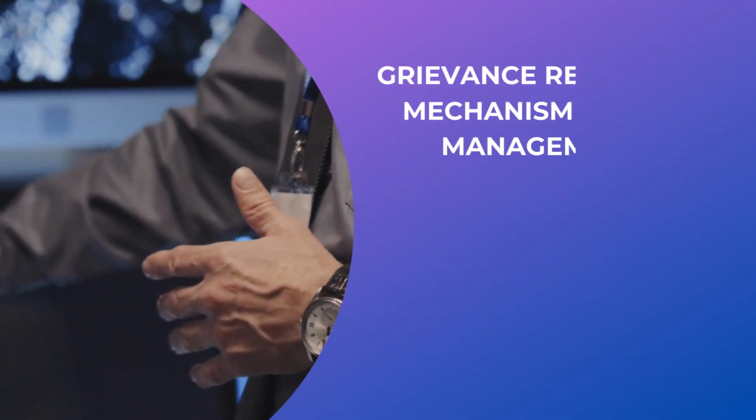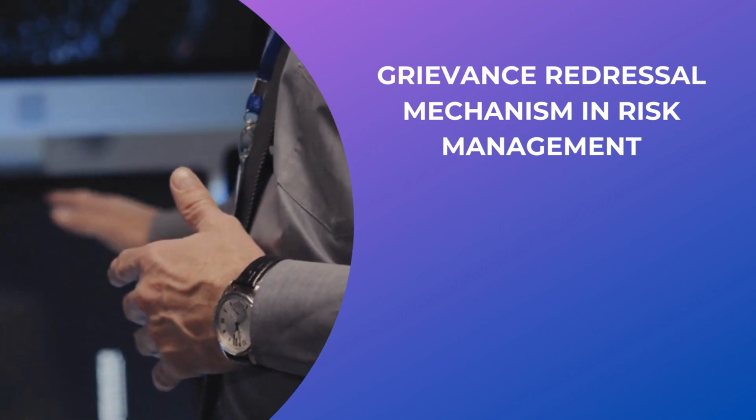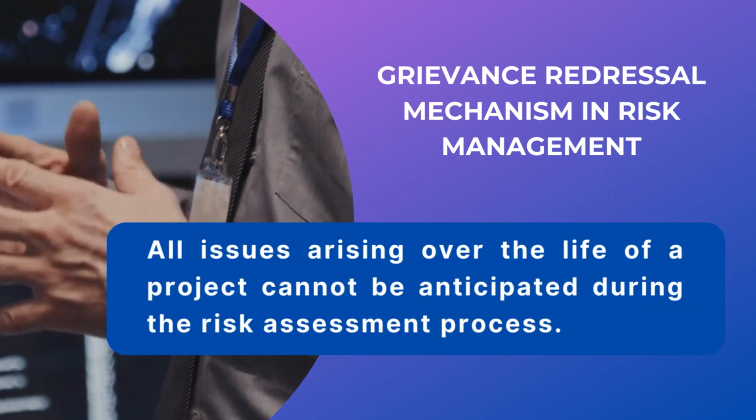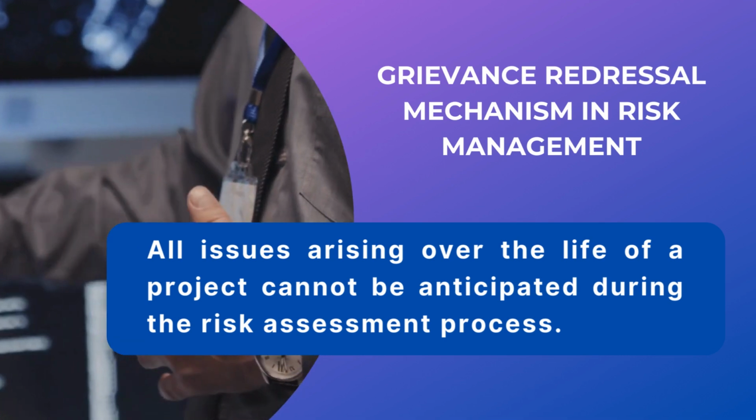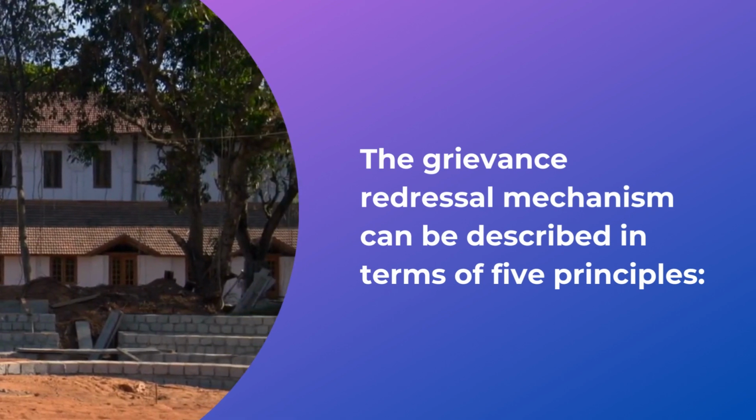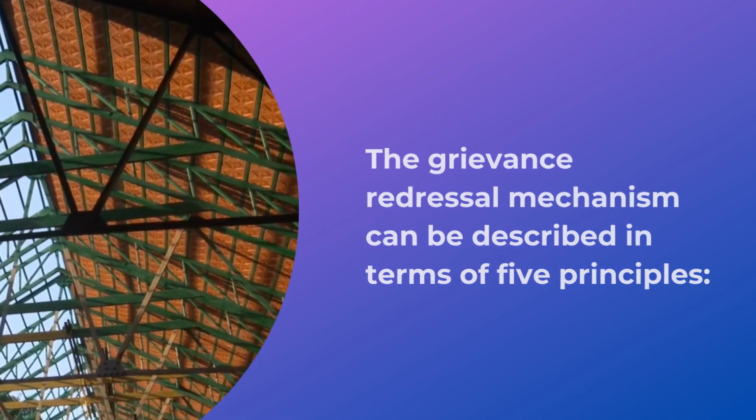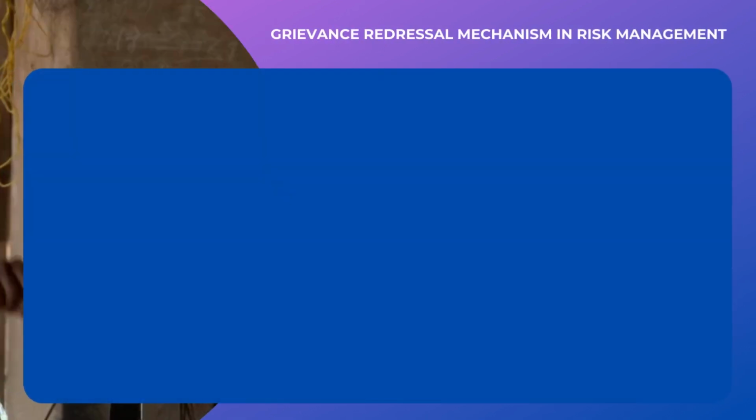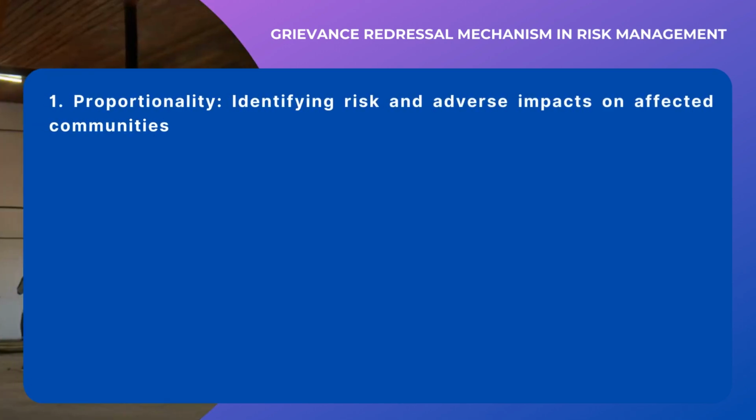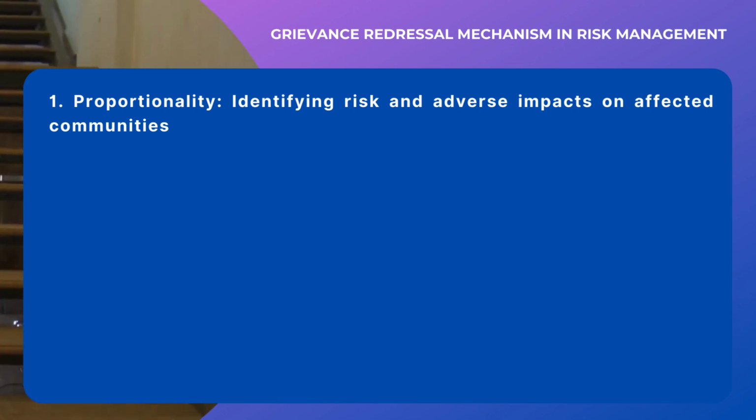Next up is the grievance redressal mechanism in risk management. All issues arising over the life of a project cannot be anticipated during the risk assessment process. The grievance redressal mechanism can be described in terms of 5 principles. The principles are: the first one is proportionality, that is, identifying risk and adverse impacts on affected communities.